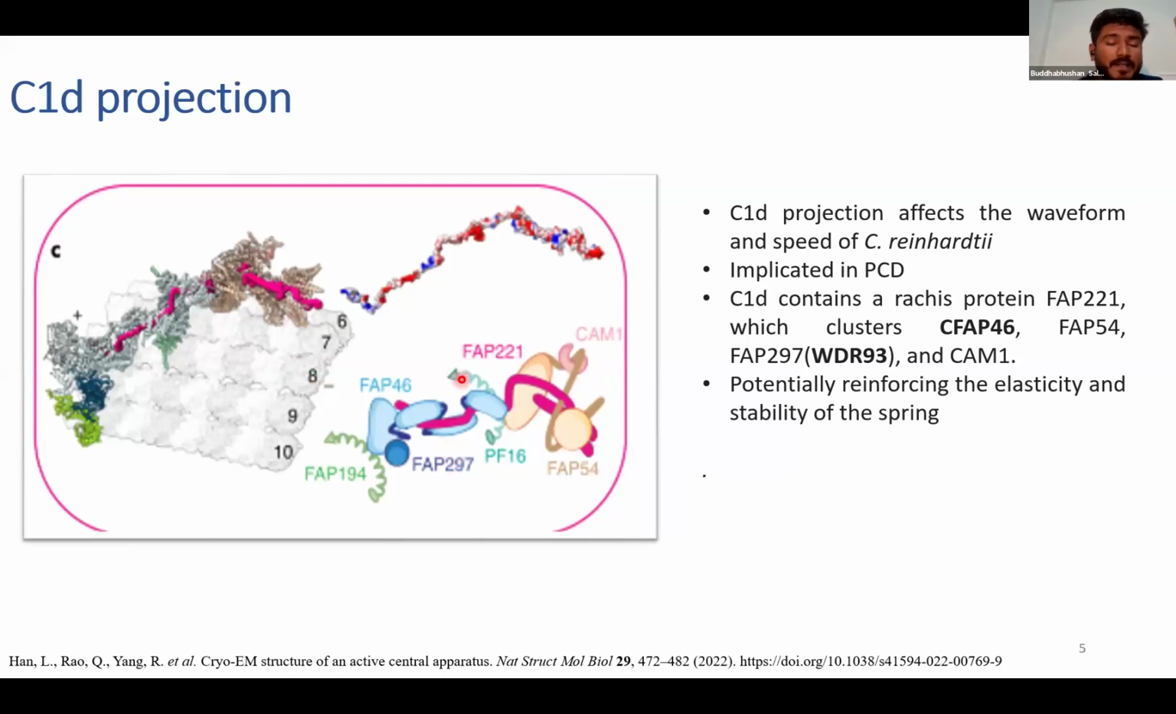This C1D has an important role in the speed of ciliary beating, and it affects the waveform in the cilia. It is also implicated in primary ciliary dyskinesia. Apart from these two genes, there are other genes, FAP221, FAP454, and CAM1. These are also part of the C1D complex. The major role of this C1D complex is that they potentially reinforce the elasticity and stability of the spine.